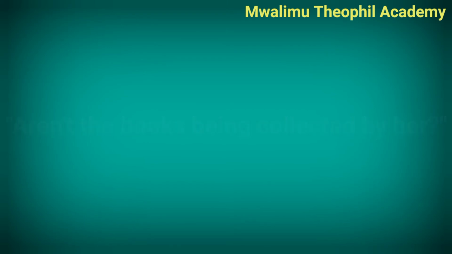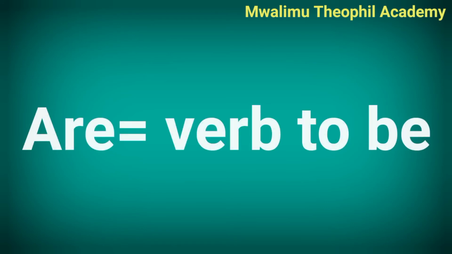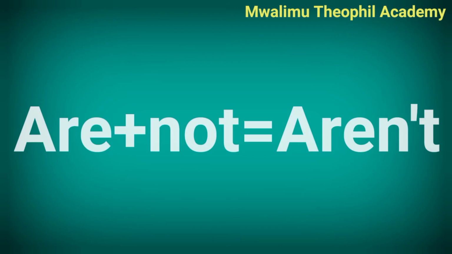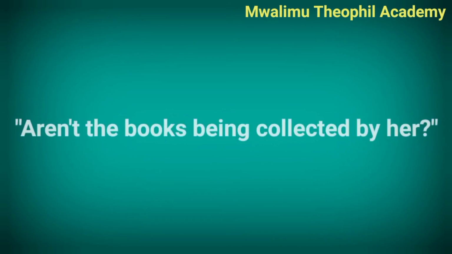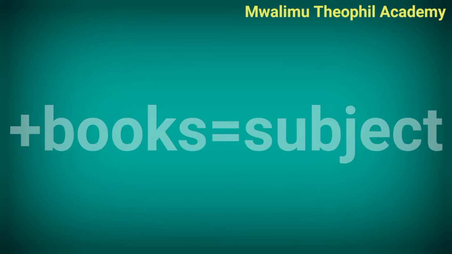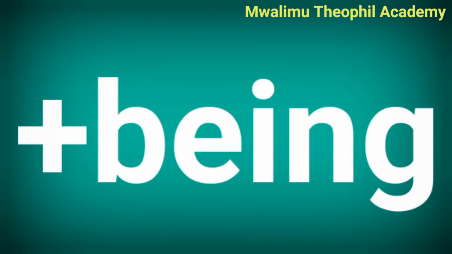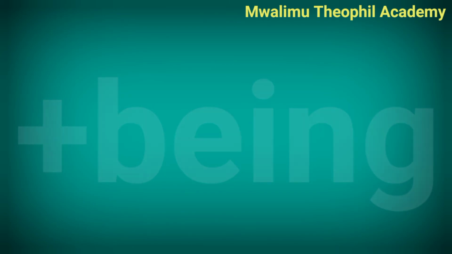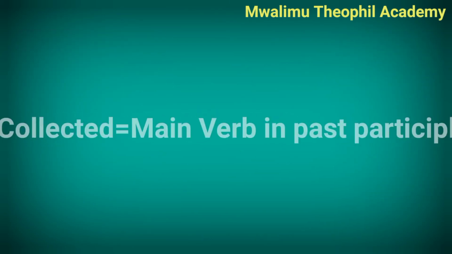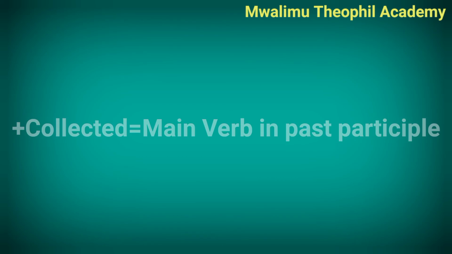Now, you can find that the word are is the verb to be, and not has been connected with are and is spoken as aren't. So, after not, we have added the subject, which is books, and books has been followed by the word being. And finally, we have finished by adding the verb which is in its past participle form.